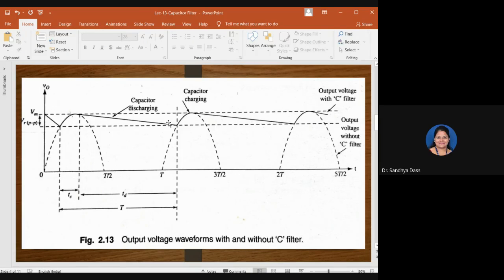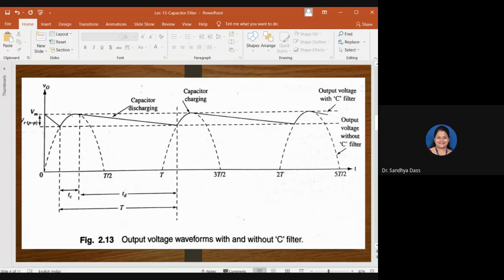Now if you observe the output across the output terminals of the half wave rectifier in the presence of the filter, the output will be only this part. If you compare that with the output without filter, the ripple content is significantly less in the presence of filter. I hope it is clear now. If still it is not clear, let me know.